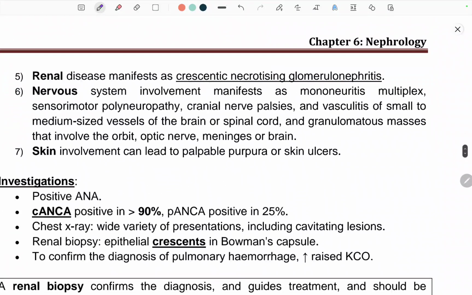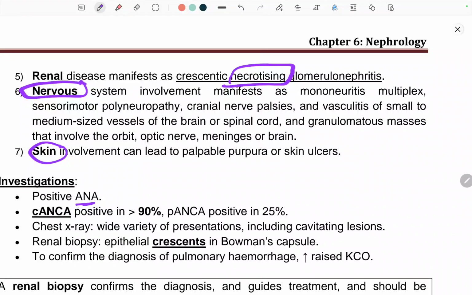Renal disease manifests as crescentic necrotizing glomerulonephritis. Here the word necrotizing is used a lot. Nervous system involvement manifests as mononeuritis multiplex, sensory motor polyneuropathy, cranial nerve palsies, and vasculitis of small to medium sized vessels of the brain and spinal cord. Granulomatous masses can involve the orbit, optic nerve, meninges, and the brain. Skin involvement can lead to palpable purpuric skin ulcers.